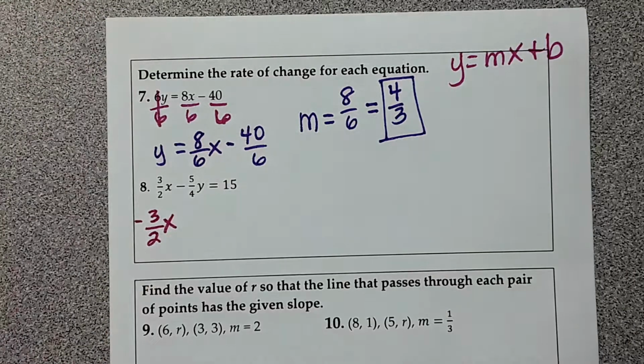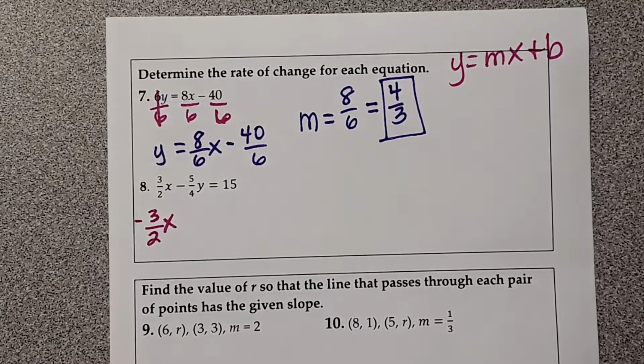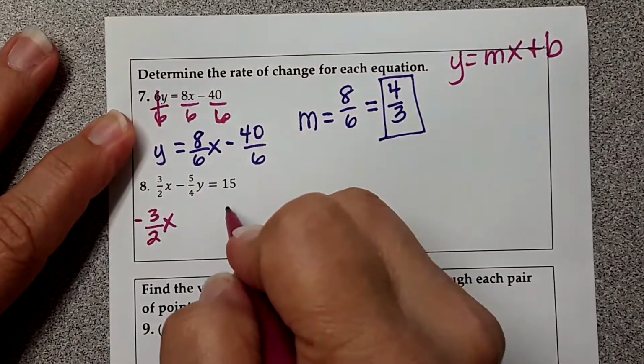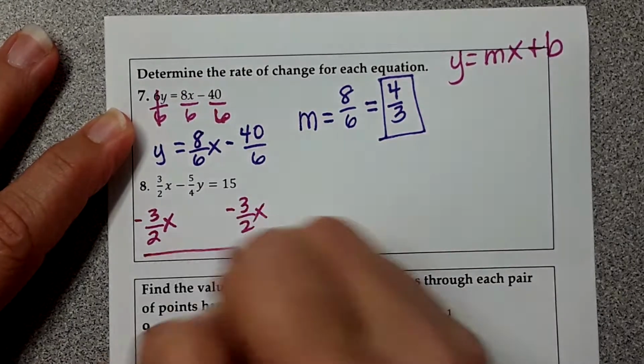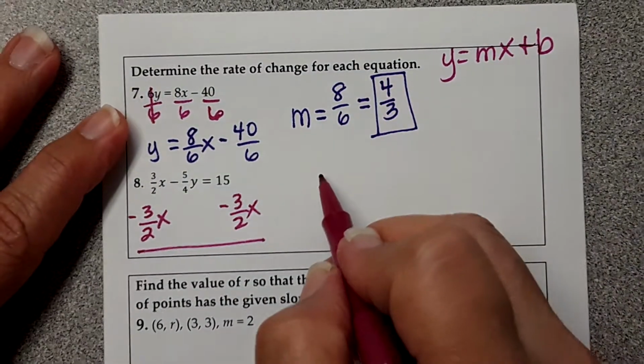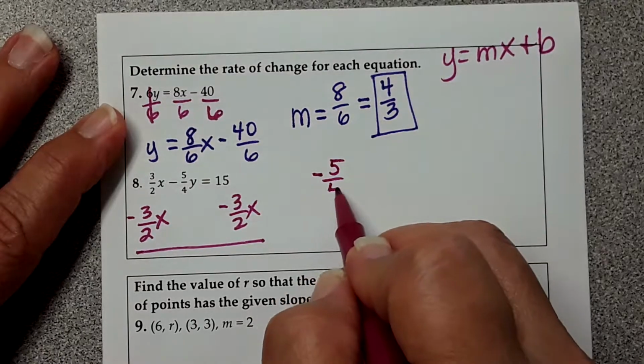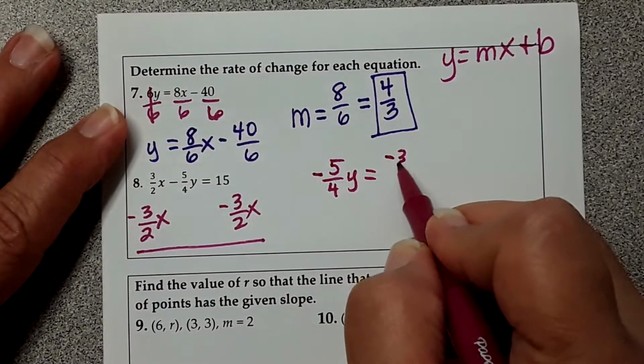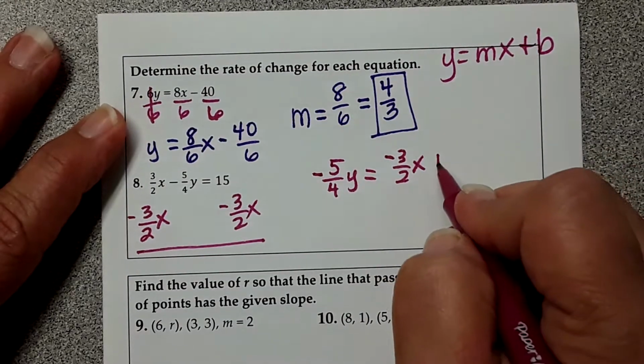First of all, I want to know, is number 8 in standard form? X and Y are on the same side, but what is wrong with number 8? Why do I question if it's in standard form or not? Yes, it's because A is a fraction. And remember, in standard form, A can't be a fraction. So the first thing we're going to do is get rid of the 3/2. So now I have negative 5/4 y equals negative 3/2 x plus 15.